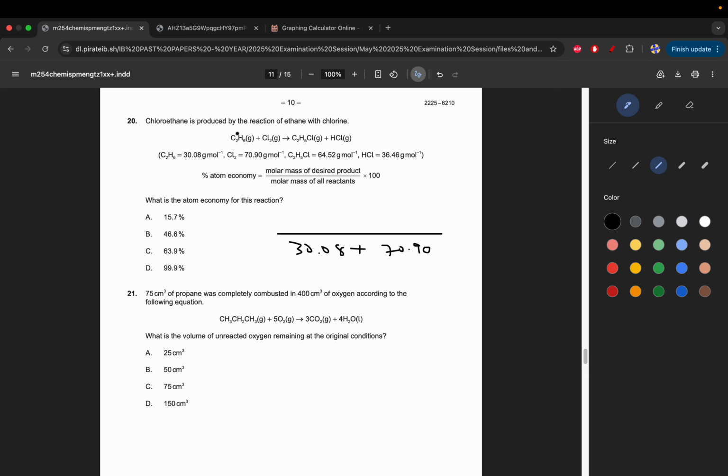And then what do we want? Chloroethane is produced. Well, that's going to be this one, C2H5Cl. So that's 64.52. And what is that going to be? Well, that's going to be C.